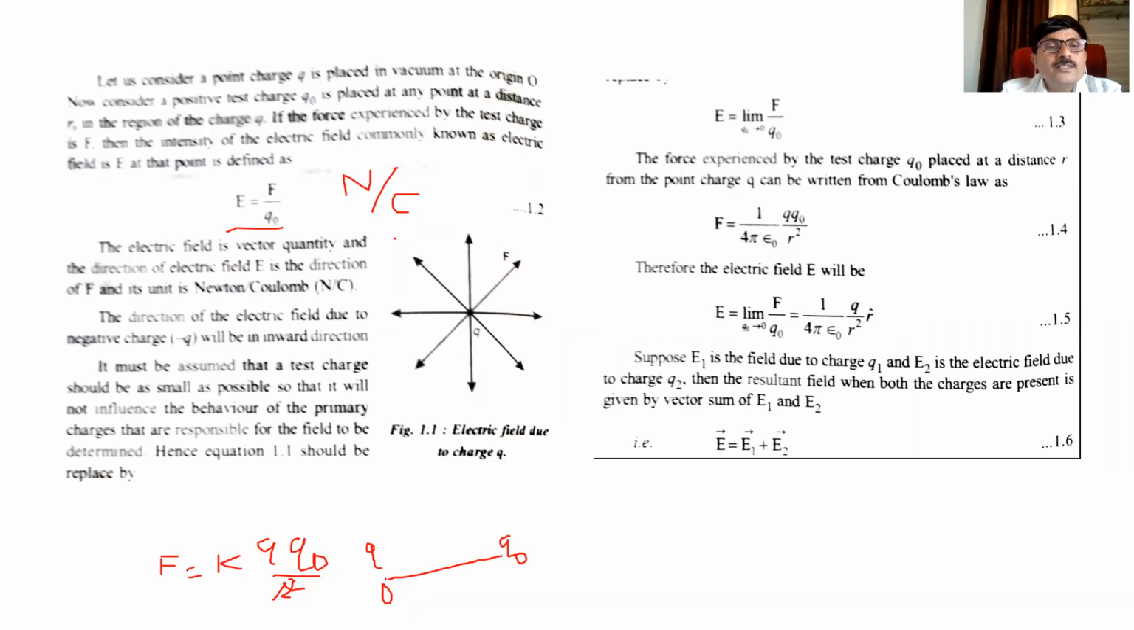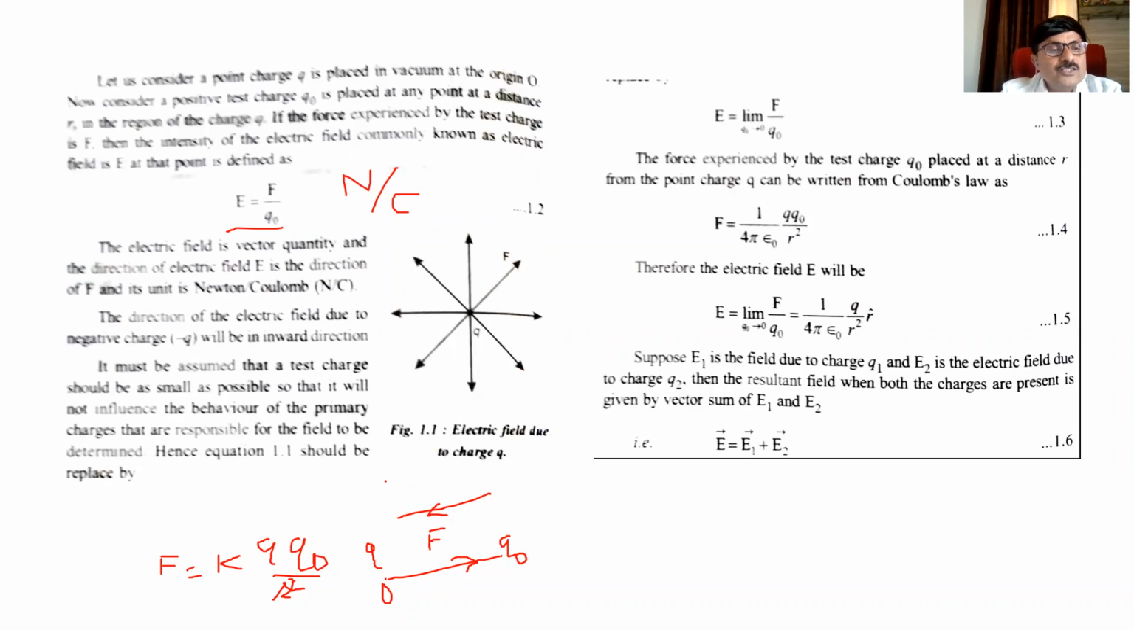Remember that the electric field is a vector quantity and the direction of the electric field is in the direction of the force. So here in this case the electric field will be directed in this direction because the force direction is in this direction. So the direction of the electric field and force will be the same. If you consider the charge as minus Q, then the direction of the electric field will be the inward direction.